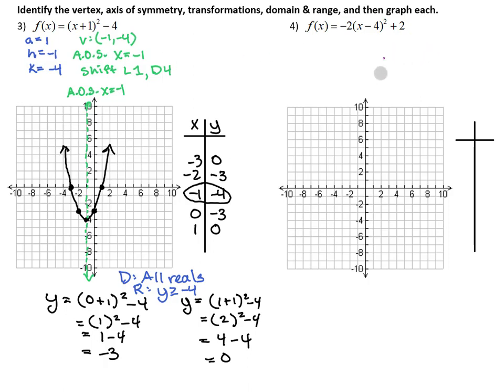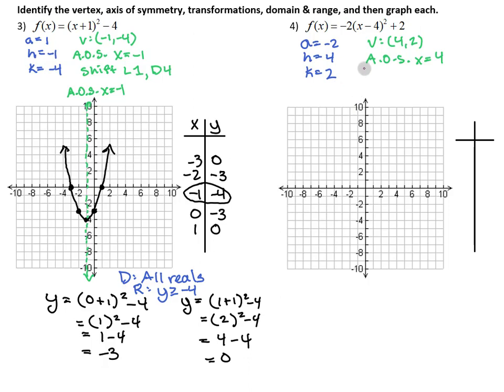So this one is also in vertex form. Here, this time my a value is negative 2. Okay, my h value is positive 4. Remember, this is the one that's the opposite of what it looks like. And my k value is positive 2. Okay, so let's identify our vertex here. That means my vertex is located at (h, k), 4, 2. And my axis of symmetry is the line x equals 4.